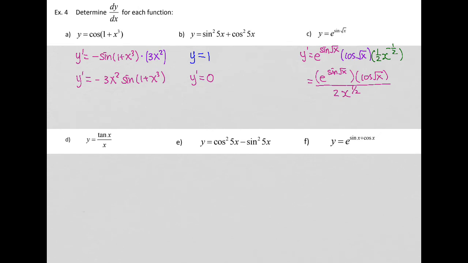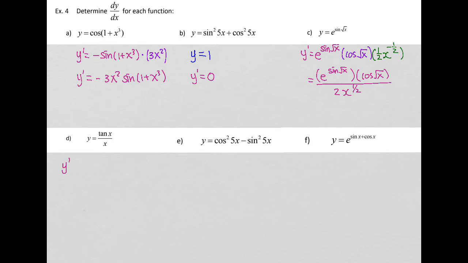Part D, this is a fraction, so we're going to use the quotient rule. So y prime will become denominator squared, differentiation of the numerator, which is differentiating tangent, which is secant squared x, times the denominator, minus the numerator times the differentiation of the denominator, which is 1. So we can simplify to this.